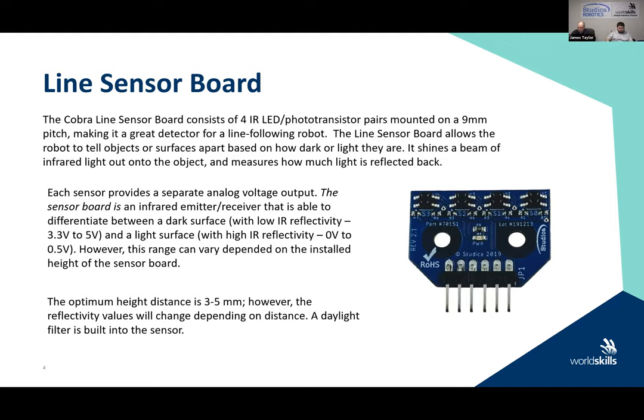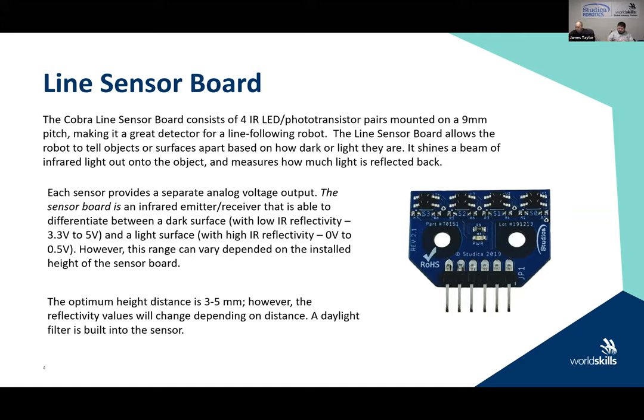Inside of your collection, you get what we call the good old Cobra Line sensor board. The Cobra Line sensor board has four IR LED photo transistor pairs, and they're mounted on a 9mm pitch, which means the center-to-center distance. The reason that we did 9mm pitch was so that we could standardize on the width of black tape that was used around the world.